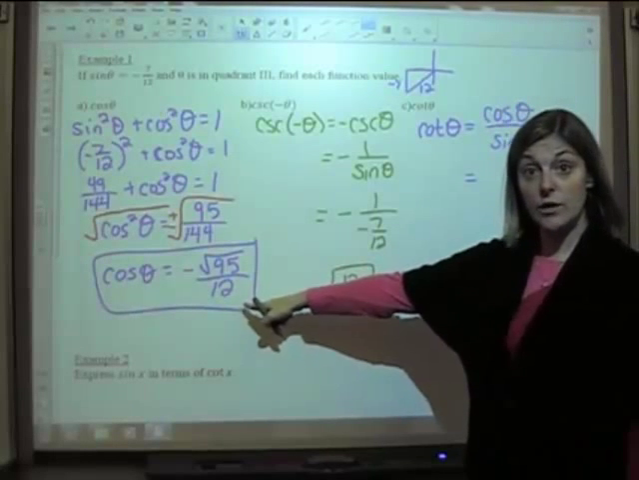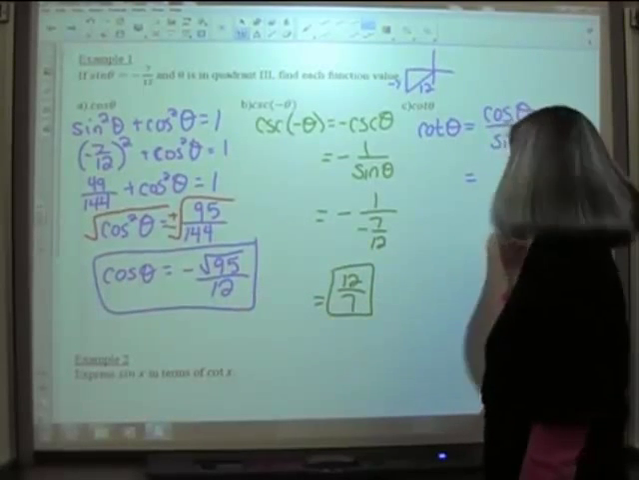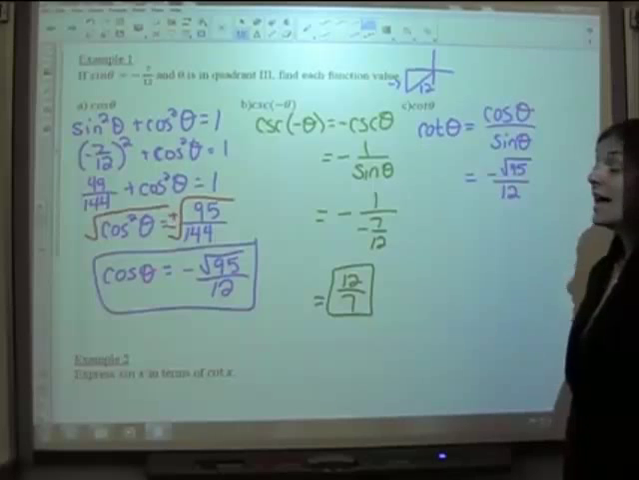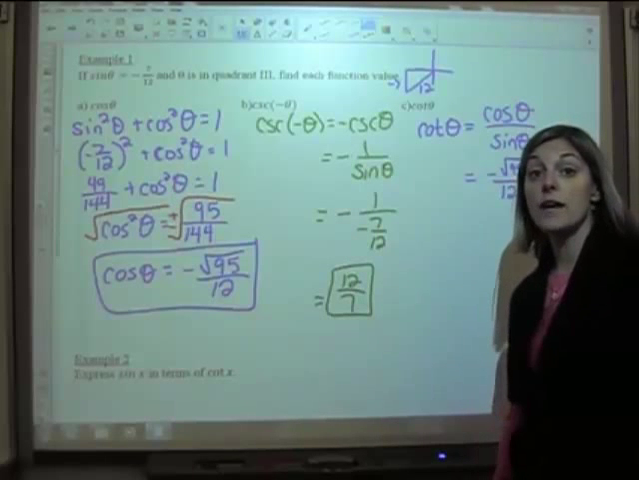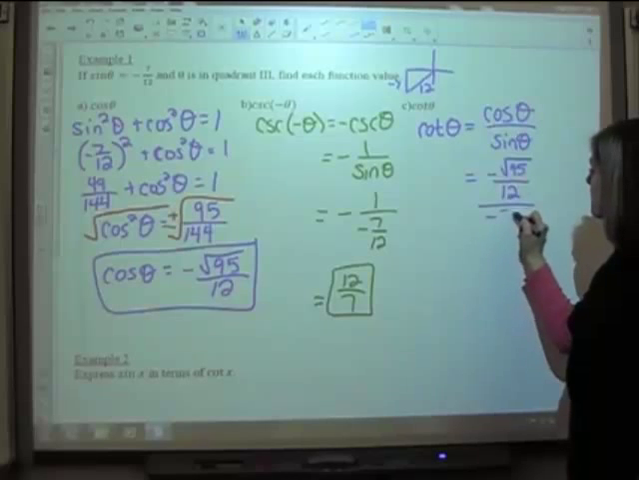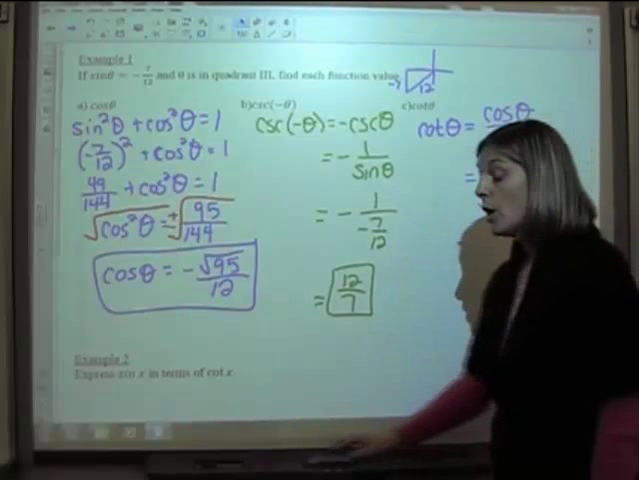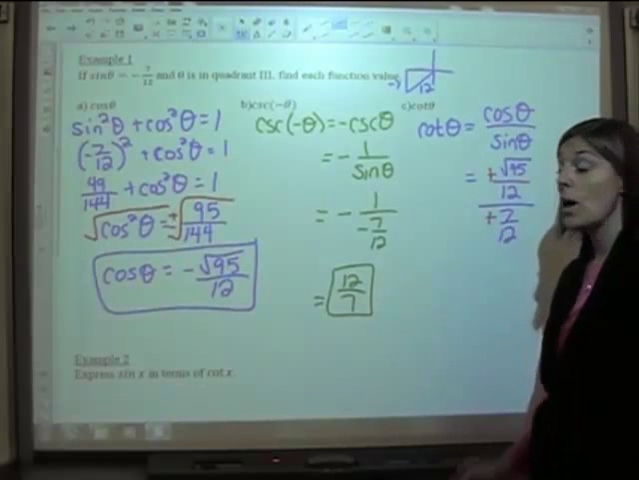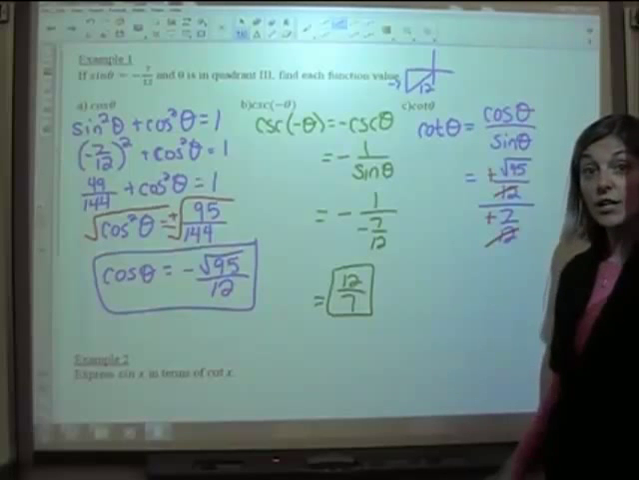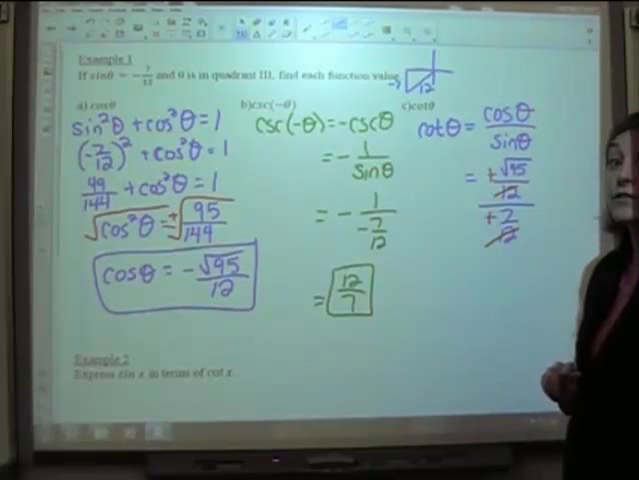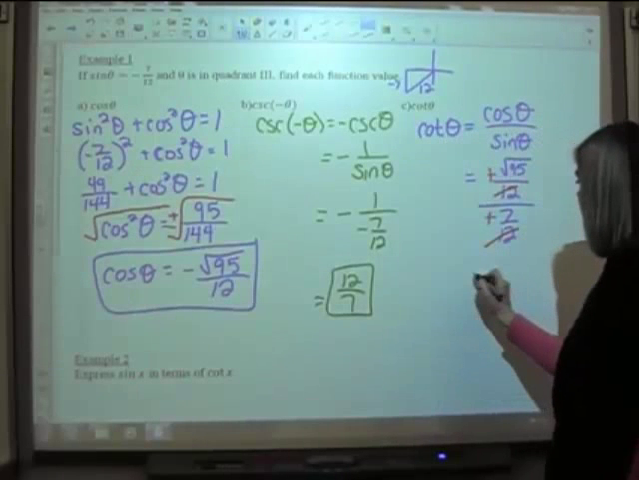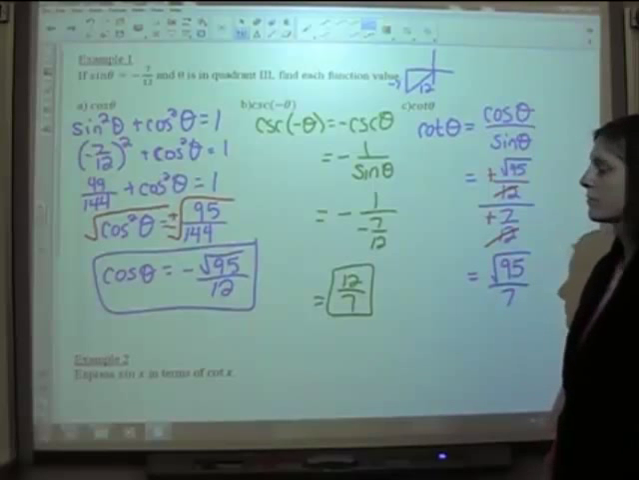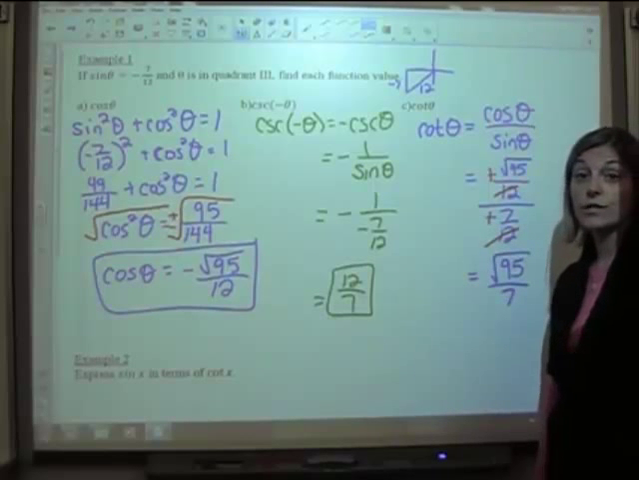We knew that the cosine value is negative square root of 95 over 12. And the sine value was given to us in the original problem, negative 7/12. Well, we have two negatives, so that makes it a positive. And they both have a denominator of 12. So our answer is square root of 95 over 7. And that's going to be your cotangent of theta.